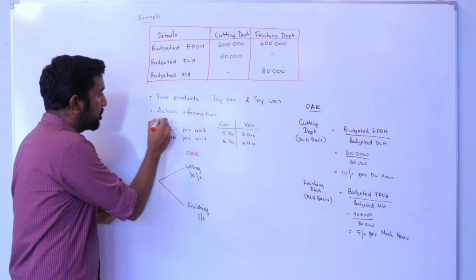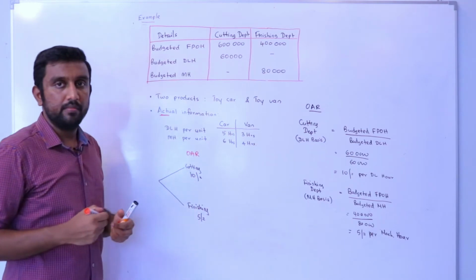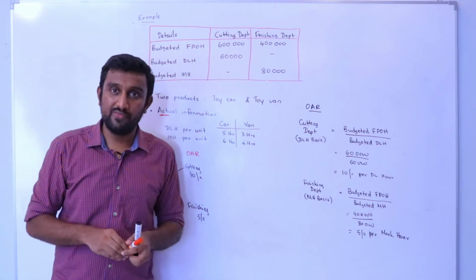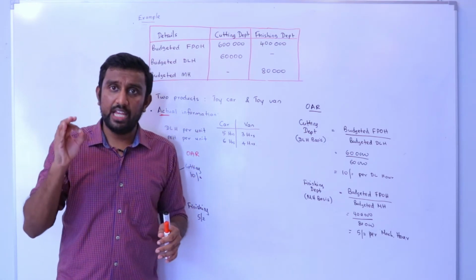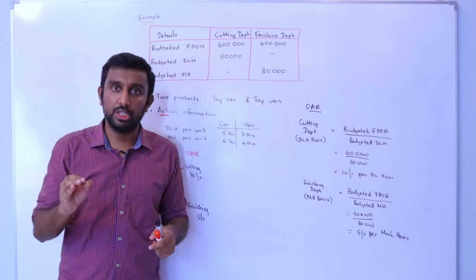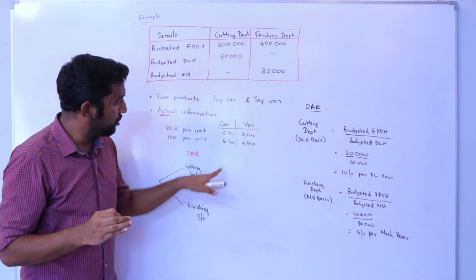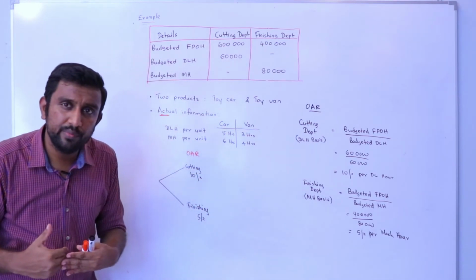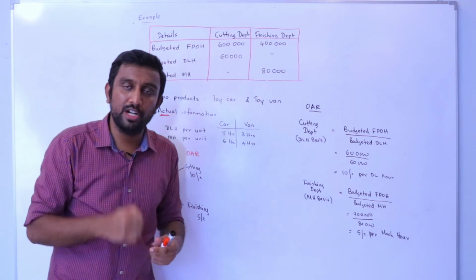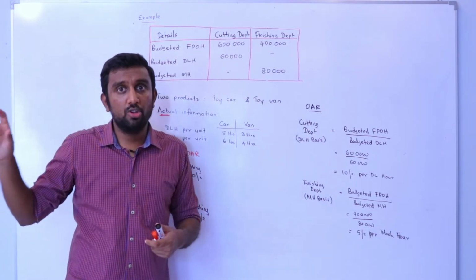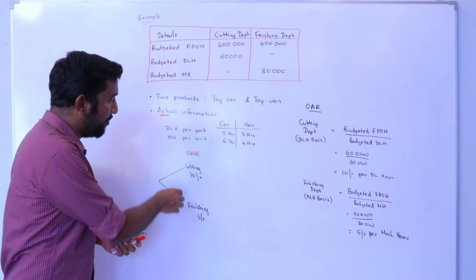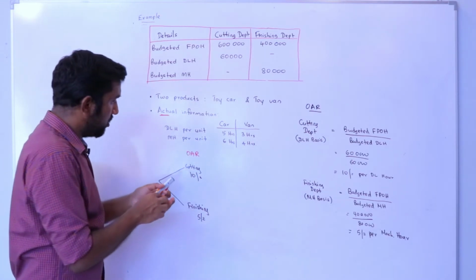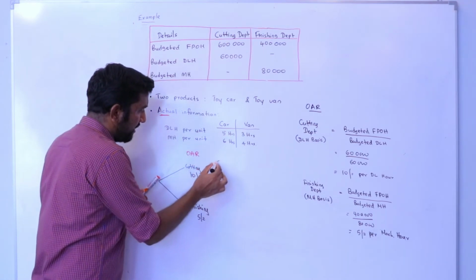These are actual information. Generally, if it is a proper question with all the information, they should give actual information to use and find the absorbed overheads. What we found now is the overheads absorption rate. What are we going to find now? Absorbed overheads, right? So 10 rupees in the cutting department for both products for 1 hour.